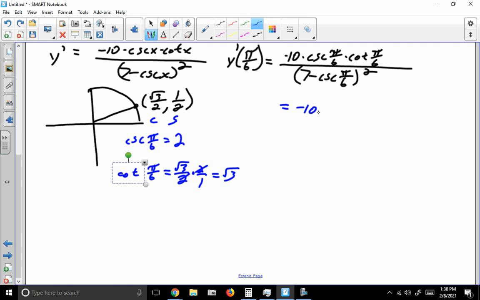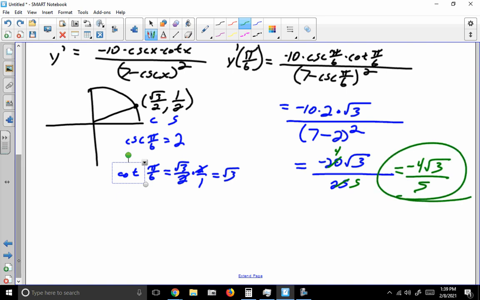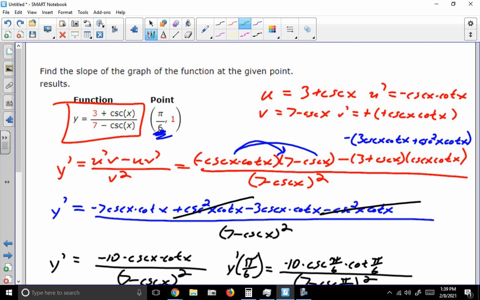So in place of cosecant, we're going to put 2. In place of cotangent, we're going to put square root of 3. On bottom, we have 7 minus, in place of cosecant, we have a 2, and that's squared. So that's -20 roots of 3 over 5 to the second, so 25 roots of 3. 5 goes into 20, 5 goes into 25, so -4 roots of 3 over 5. So that's the slope specifically at the point that they gave us.